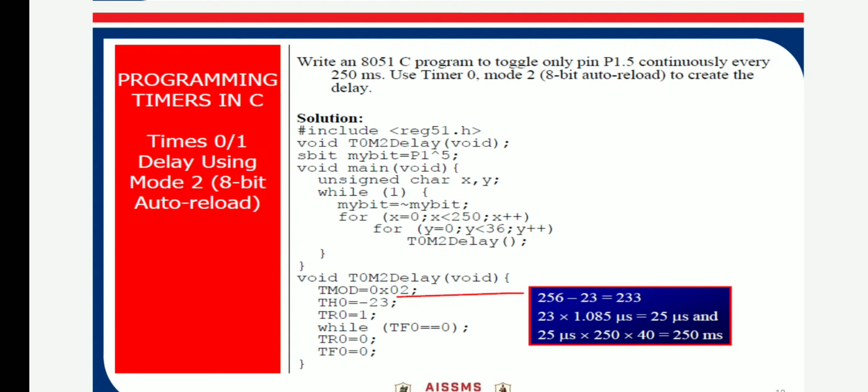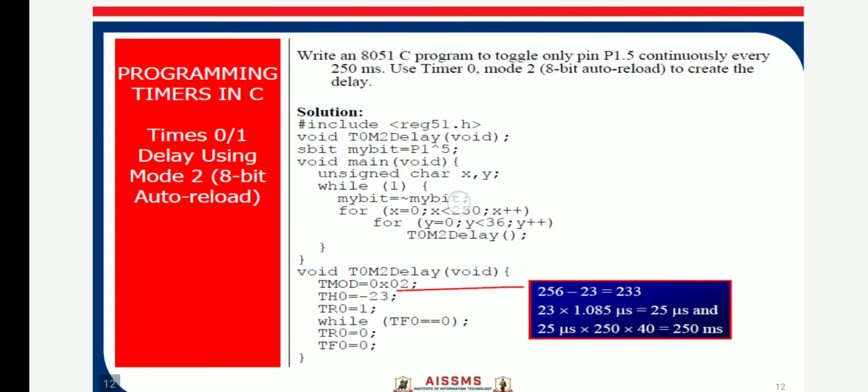So in this program, this value is repeated 36 times, and to avoid the overheads due to the instructions, here the factor 40 is given. So this program is repeated up to 40 times. So the total delay produced is 25 microseconds times 250, and this is the Y value 40. So this total delay generated is 250 milliseconds.